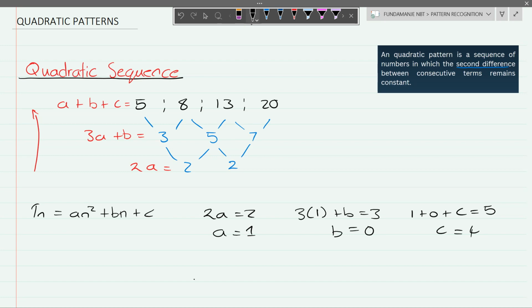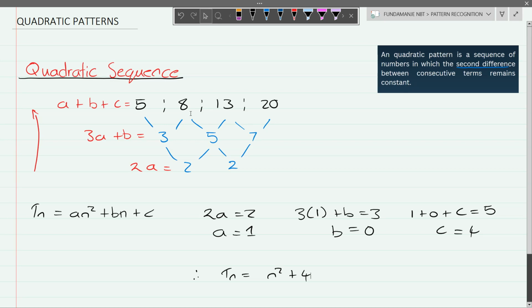Then we take 1 to the other side to get c is equal to 5 minus 1, which will be 4. Therefore, our general formula is Tn is equal to n squared plus 0n, which is just going to be 0, so no need to write that. And then we can just put our plus 4 at the end. So this is our general formula for this specific quadratic pattern. Luckily for quadratic sequences, we don't work with the quadratic series. So that's not something you have to concern yourself with.